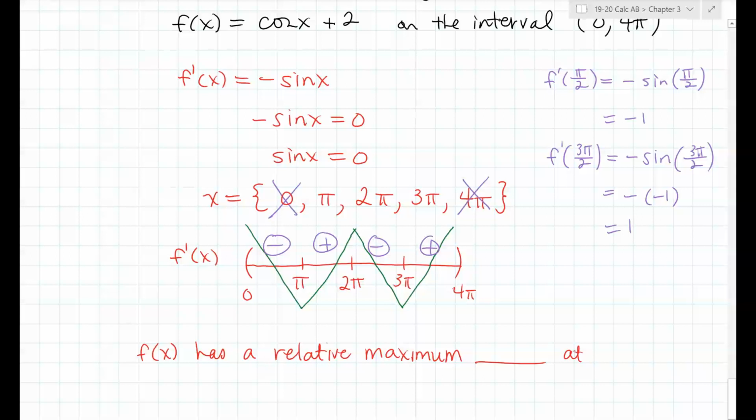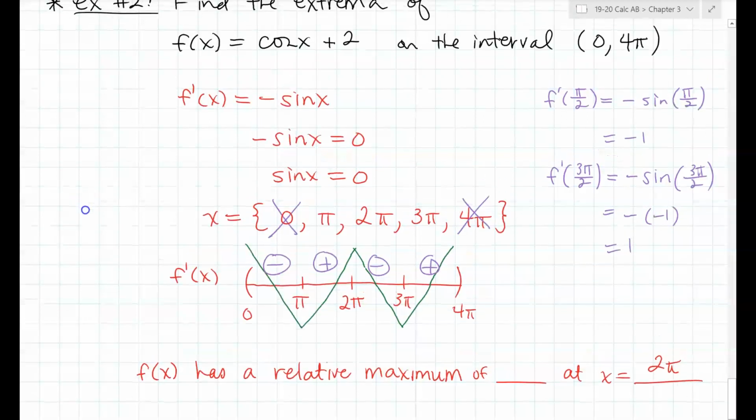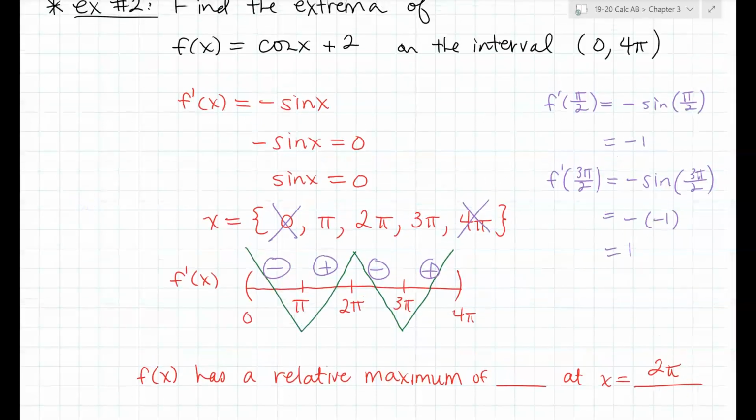So it has a relative maximum value of something at x equals something. Oh, I forgot to put that word, sorry. We already know the x value, right? It's going to be 2 pi. But what's the height of it? So that means I got to go back to my original function. So let's see. F of 2 pi, that's cosine of 2 pi plus 2. Cosine of 2 pi is the same as cosine of 0, which is a 1. So 1 plus 2 is 3. So there's my 3.